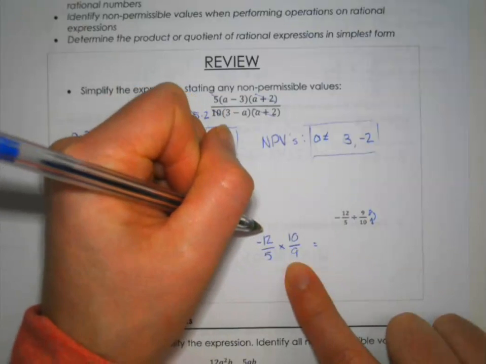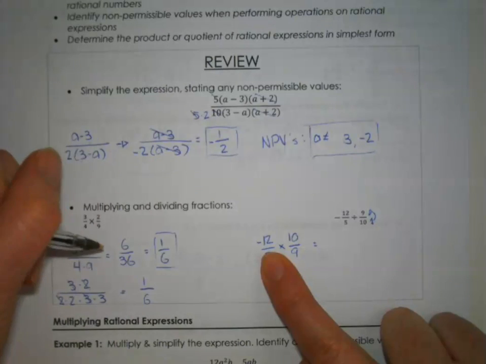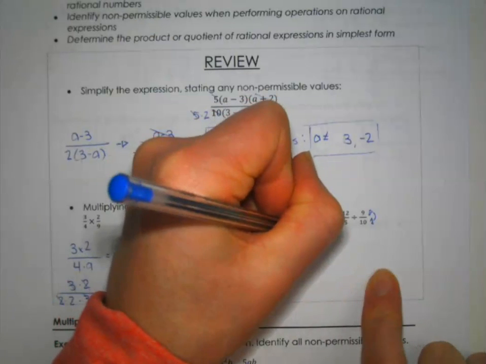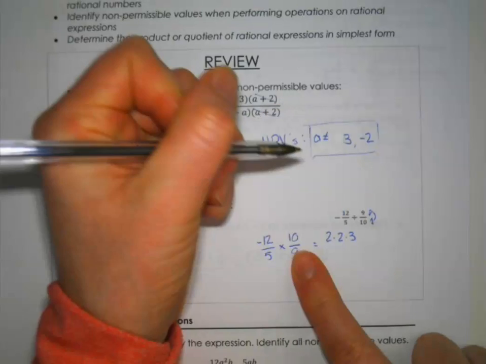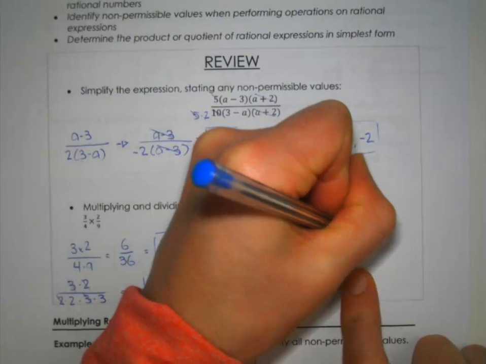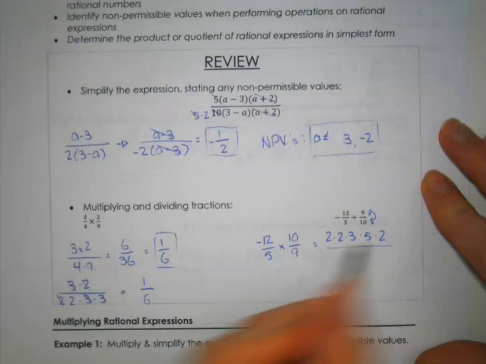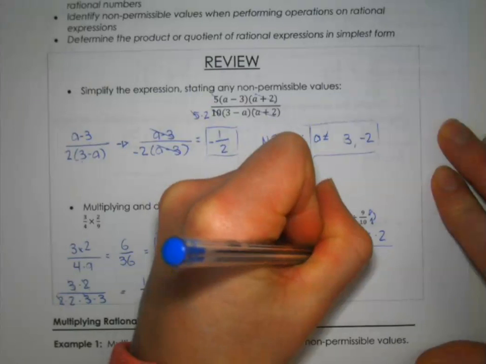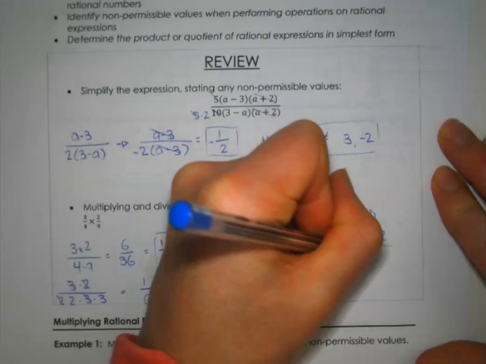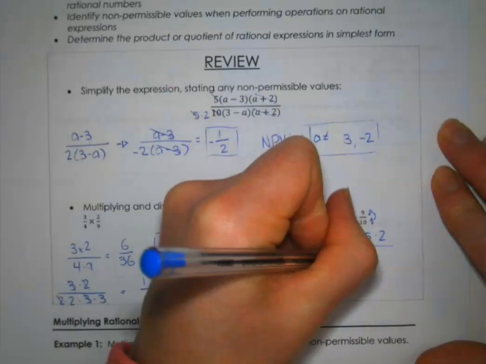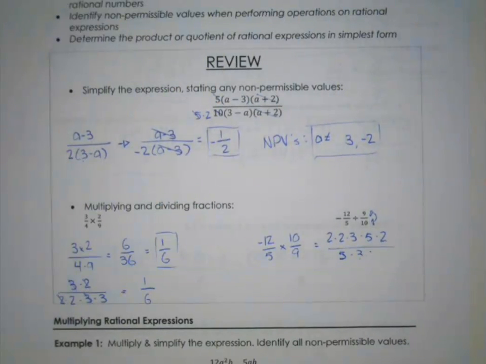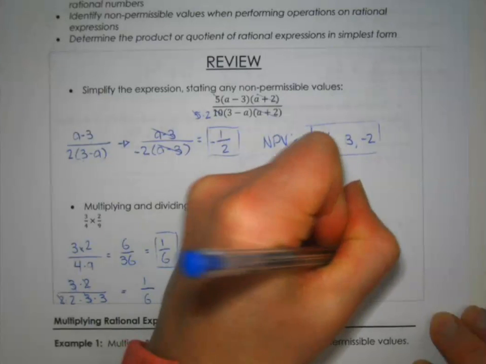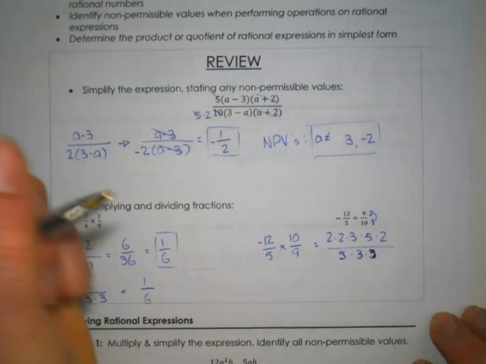Let's do that trick that we just did with factoring. 12, in its simplest form, is 4 times 3, which is 2 times 2 times 3. And 10, in simplest form, is 5 times 2. So we multiply all of our top numbers together, and on the bottom, 5 doesn't factor down, but 9 factors down into 3 times 3. Sorry, my pen is dying.